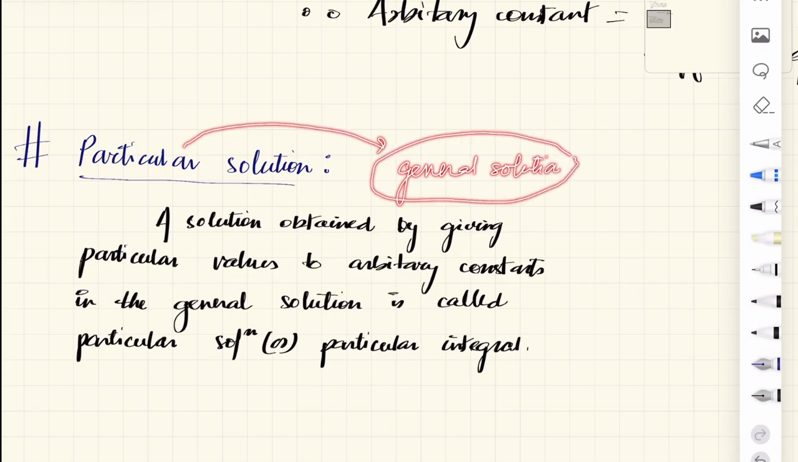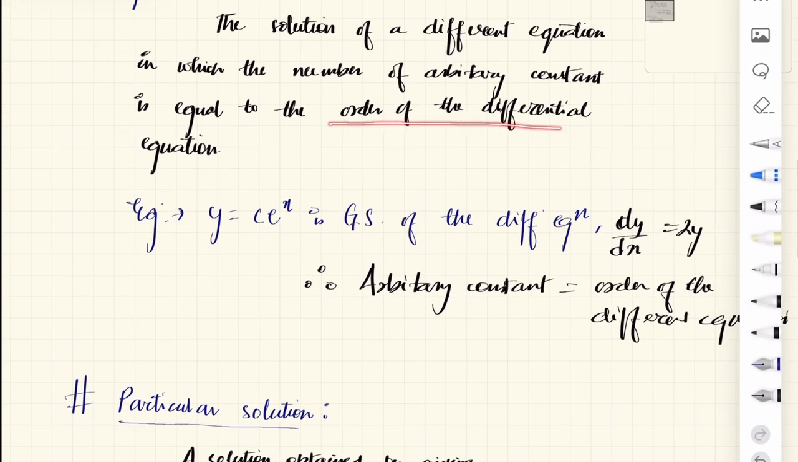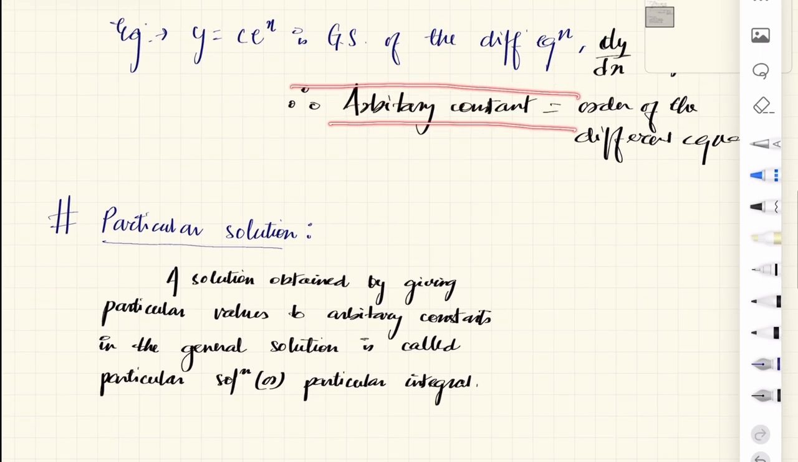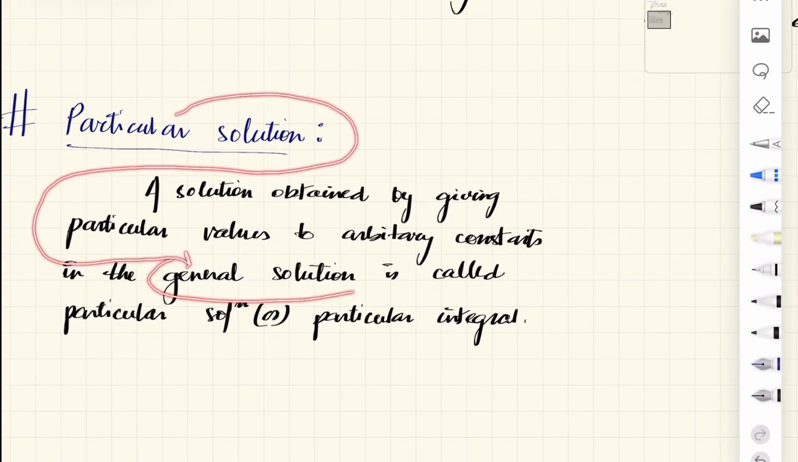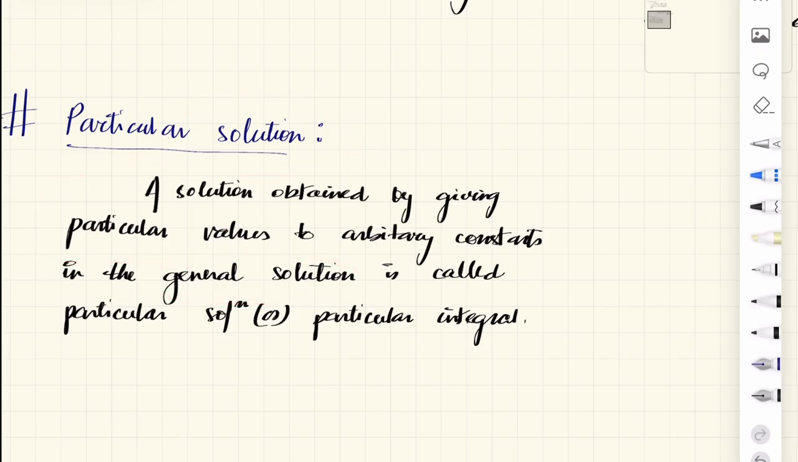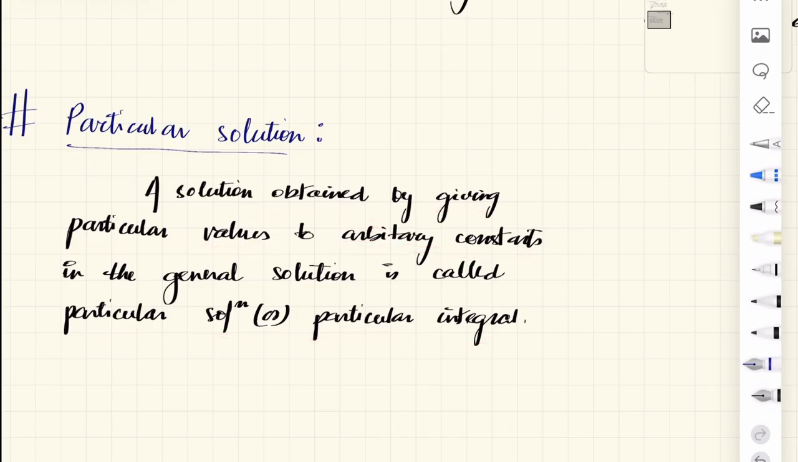We have discussed what a general solution is, when the order of the differential equation is equal to the number of the arbitrary constants, right? So it said that this particular solution is a general solution. This general solution should be found when particular values are given to the arbitrary constants. That is called a particular solution. So I'll give you examples so that we can understand properly.